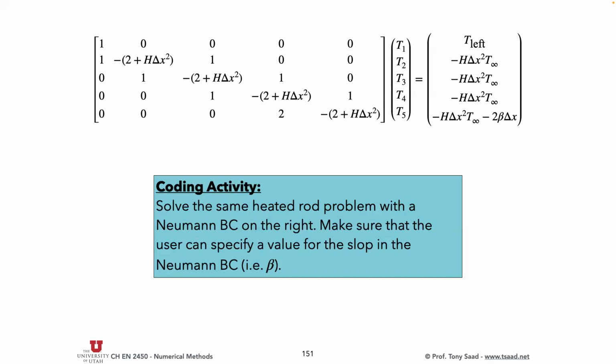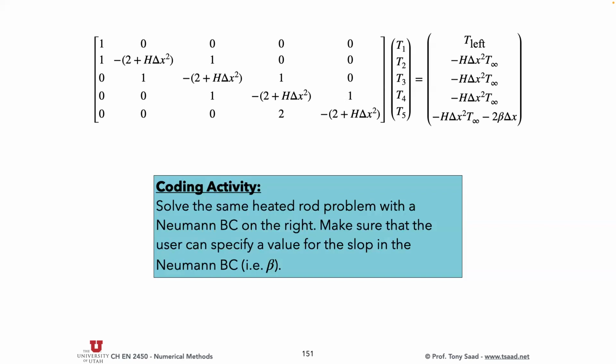There's no T right anymore. Correct. So you're setting the last value of the right-hand side. That's what RHS minus 1 is giving you, correct? And that is minus h delta x squared T infinity minus 2 beta delta x. Correct? So that's what you need to put in for the last point, for the last right-hand side value. It's a system of equations. You're just telling it the right-hand side of that last equation, right? Kimball, you got it? Perfect, great.